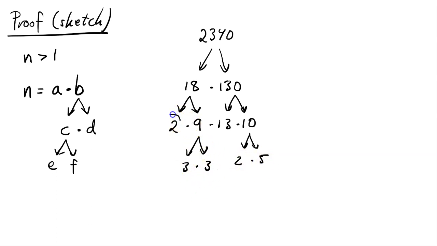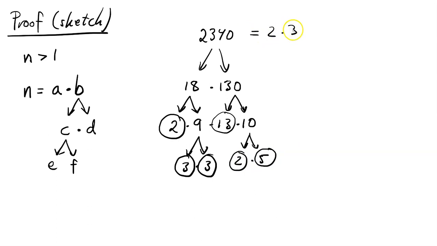So then we find that our prime number factorization is 2 times 3 times 3 times 13 times 2 times 5. Or we have two 2s, two 3s, then 5, and then 13. So this is what we always do. This is a sketch of the proof. Of course, you should prove it more carefully and not just sketch it. But this is the idea behind why you can do it.